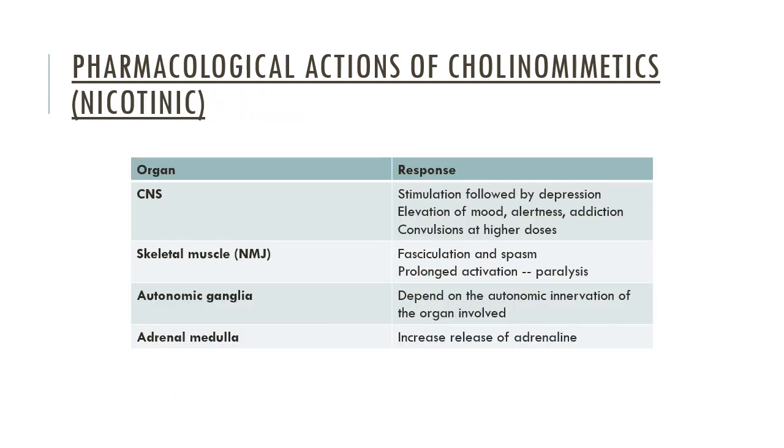Then the effect on the CNS. With the cholinergic drugs, acetylcholine, there is initial stimulation followed by depression. Mood is elevated initially, there is alertness, but in certain conditions there may be addiction. And with high doses, there may be convulsions. The effects on skeletal muscle were already discussed. If there is overstimulation due to these cholinergic drugs, there may be fasciculation.